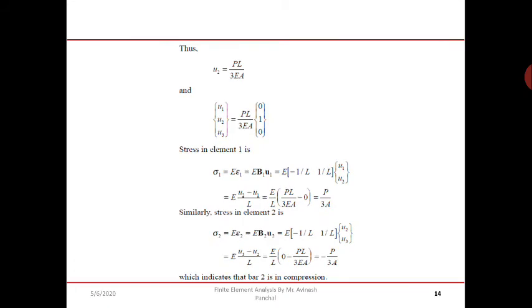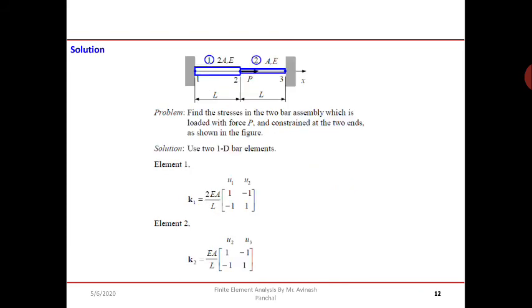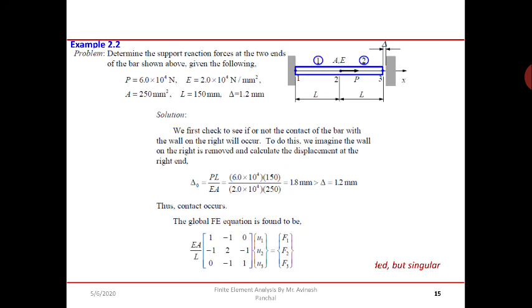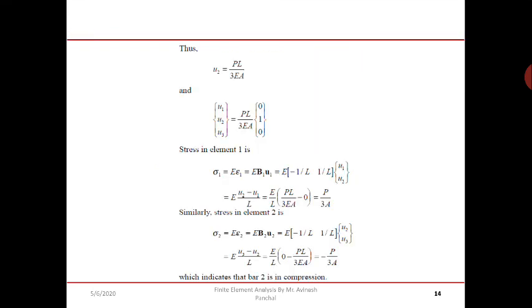Here we indicate this as bar 2, that is element number 2. The value has come out negative. This negative sign indicates that bar 2 is experiencing a compression force. In the diagram both ends are fixed and a force is acting on element number 2. It tries to elongate, but the restriction is given here, so a compression force is applied. So we have seen this solution.